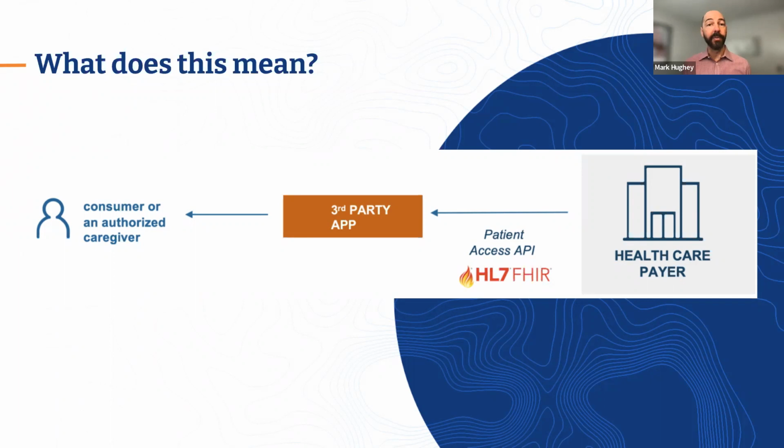Third-party app developers now have the ability, via this rule and this capability, to pull data from payers on behalf of their patient users. This extends the existing mechanism of patients utilizing their HIPAA right of access to include third parties chosen and authorized by the patient.